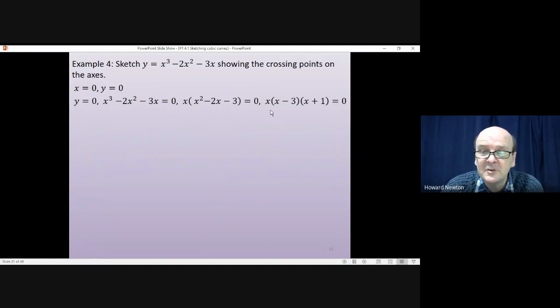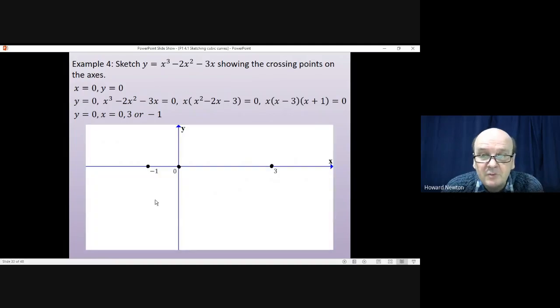Now it looks like the other questions, and you can treat it in the same way. So if y equals 0, there'll be 3 crossing points on the x-axis, one where x is 0, one where x is 3, and one where x is equal to minus 1. Those 3 crossing points will be here at minus 1, 0, and 3. And the crossing point on the y-axis is at 0. So it's going to cross the y-axis at 0, the x-axis at 0.